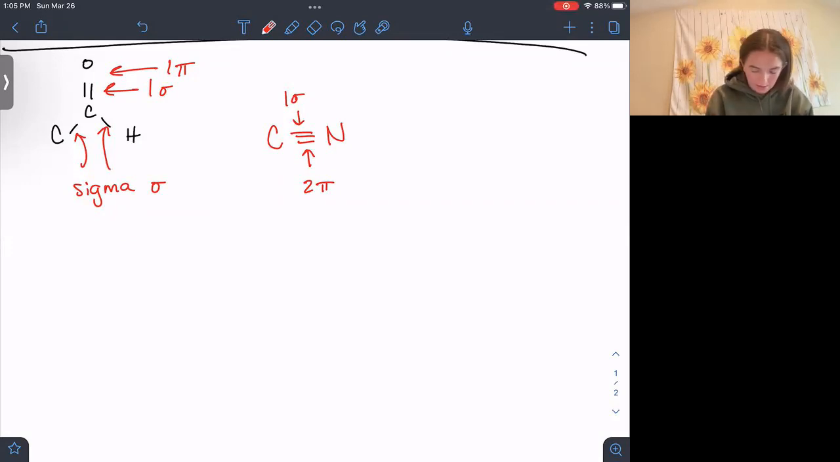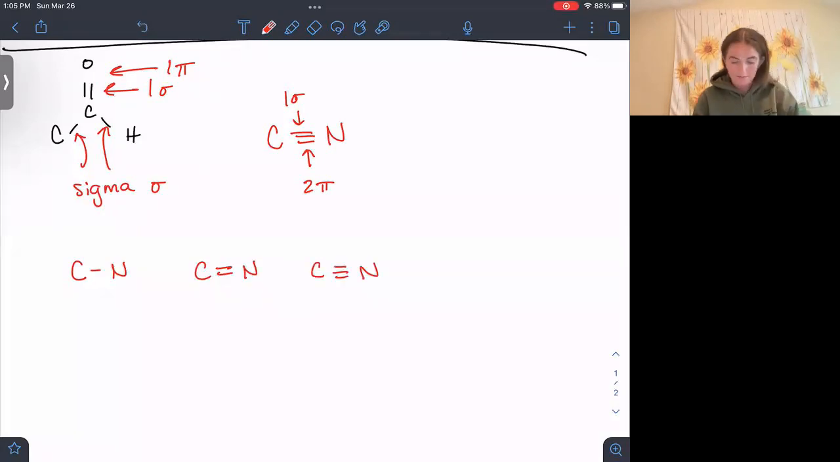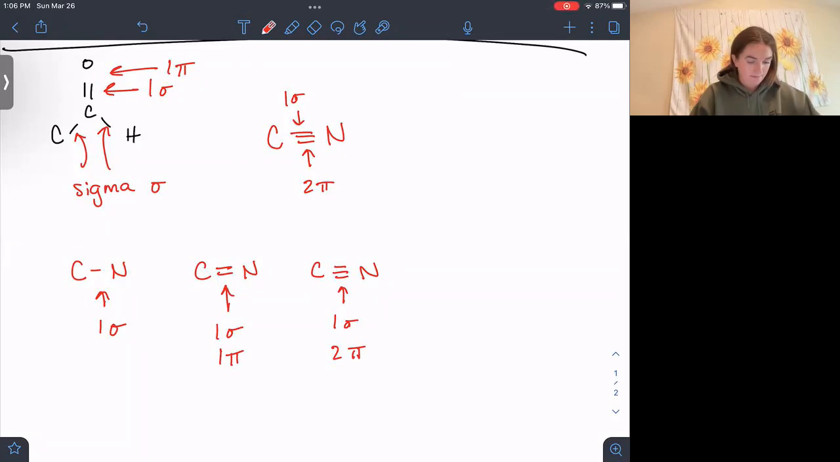Okay, so if we're looking at this, we said that there is one sigma here. Here we have one sigma and one pi. And here we have one sigma and 2 pi. Okay, what questions do we have on sigma and pi bonds now? Anything on sigma and pi bonds?